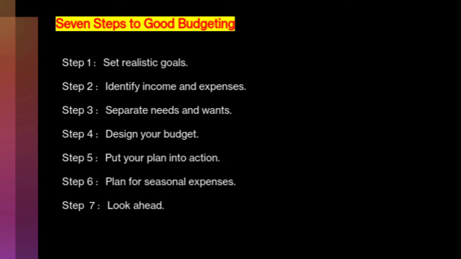Step 2. Identify income and expenses. Upon knowing how much is earned each month and where it all goes, start tracking the expenses by recording every single cent. Step 3. Separate needs from wants. Set clear priorities and the decisions become easier to make by identifying wisely those that are really needed or just wanted. Step 4. Design your budget.